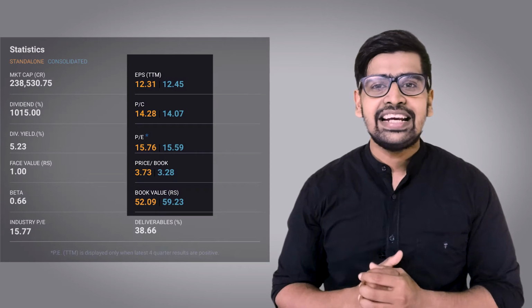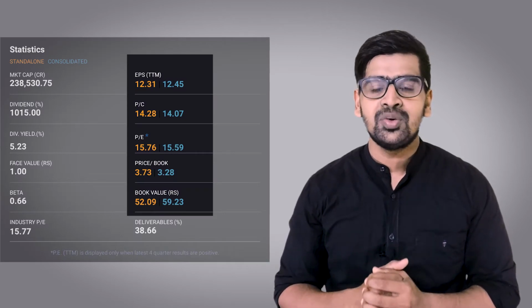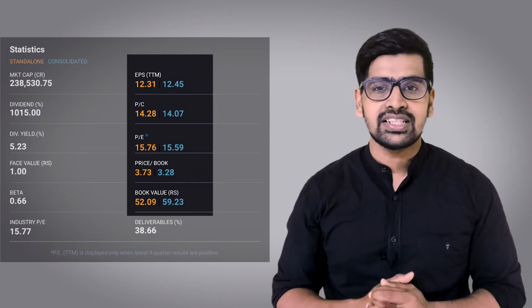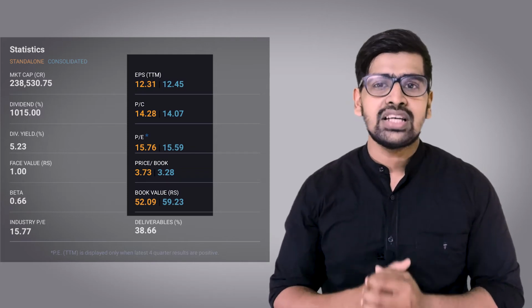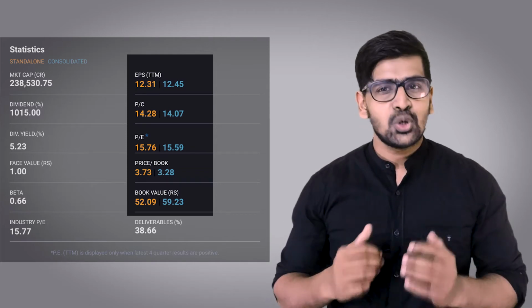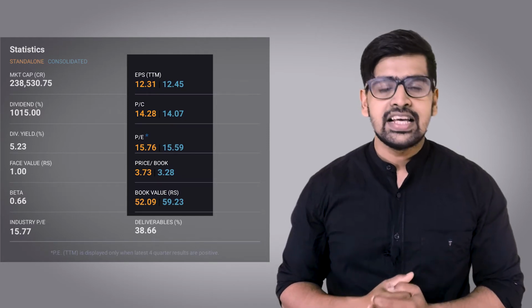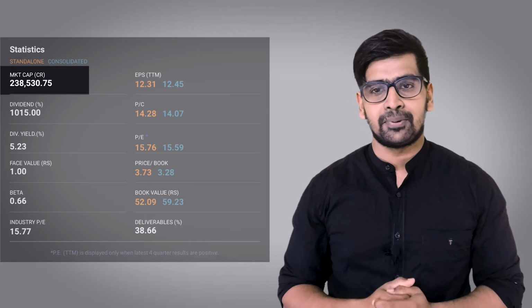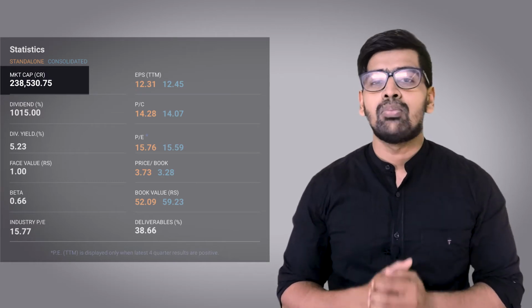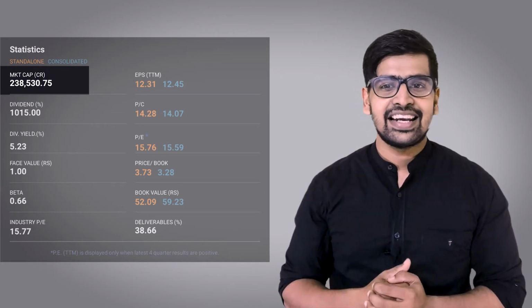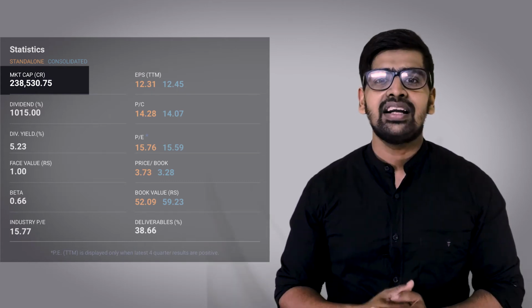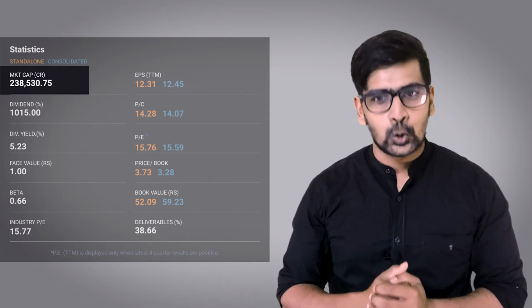If you look at the right side of the screen that is shared with you, you can see that the numbers in blue are the consolidated figures and the numbers that are in orange are for the standalone figures. So let's quickly get into the terminologies. The first term that we have up here for discussion is market cap. Market cap is nothing but market capitalization. You can see that next to market cap, CR is given in brackets. This means that the figures that are given are in crores.